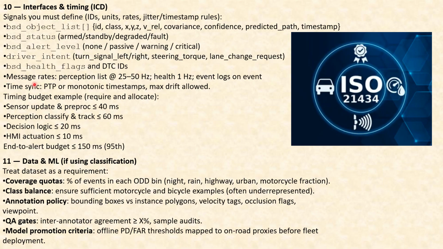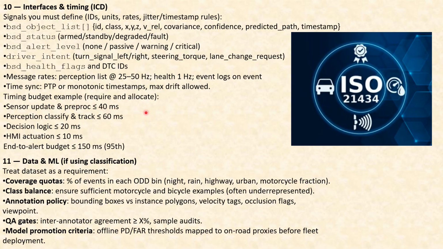All right, now talking about the message rates: perception list at 25 to 50 Hz, health at 1 Hz, events logged on the event. Next, when it comes to time sync, PTP or monotonic timestamps, and the max drift allowed. Whether it is a monotonic timestamp or some kind of drift is allowed, that has to be considered. And talking about the timing budget example, sensor update or pre-processing less than 40 milliseconds. This is called the timing budget example.